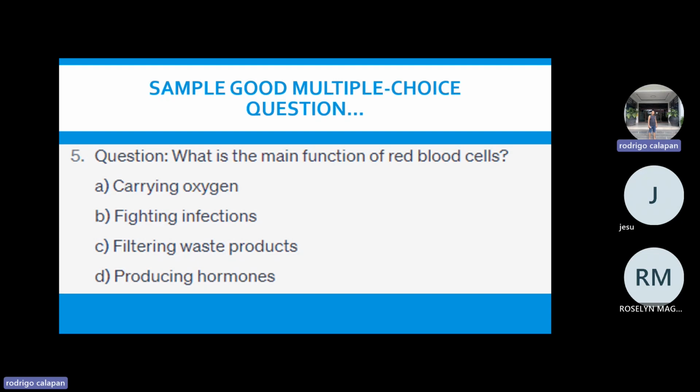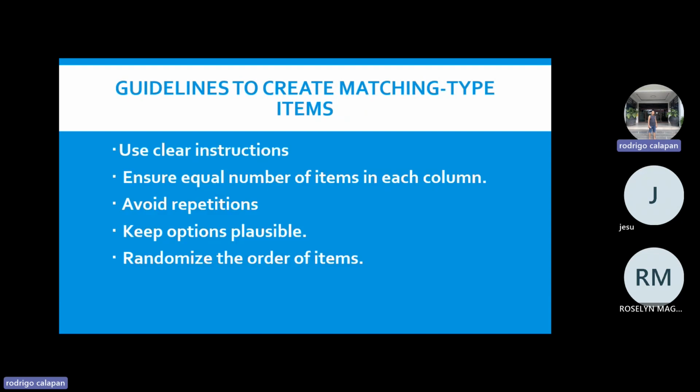As the red blood cells are primarily responsible for transporting oxygen to tissues and organs. And the other option represents functions associated with other types of blood cells, helping to differentiate the correct answer. So next are the guidelines to creating matching type items.